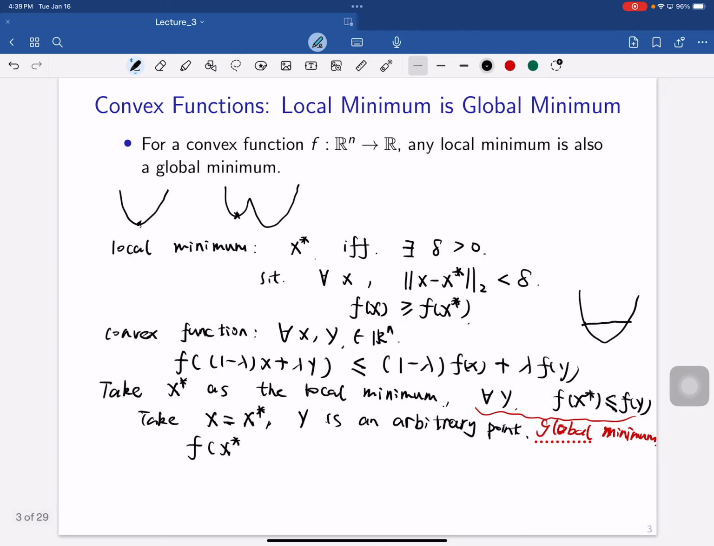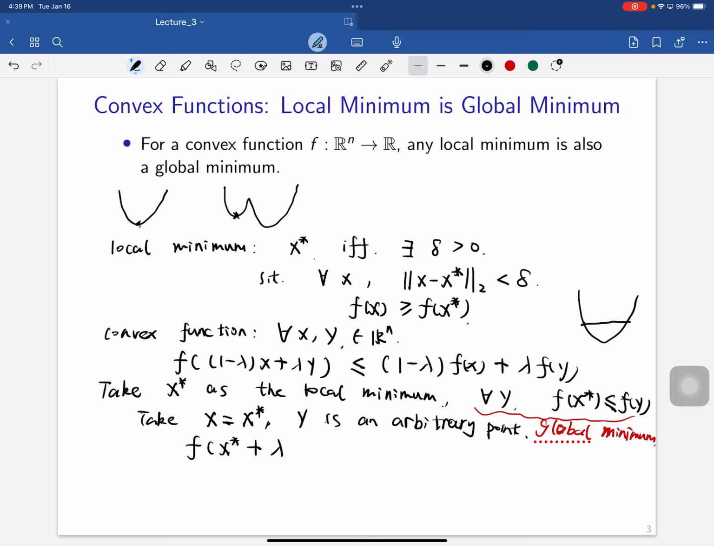plus lambda times y minus x star. Okay, so I did nothing but plug in the x star into this term. And I write it in this way. You will see in a second why I'm writing it in this way. It's f of x star plus lambda times y minus x star. Okay, it is clear at this point.